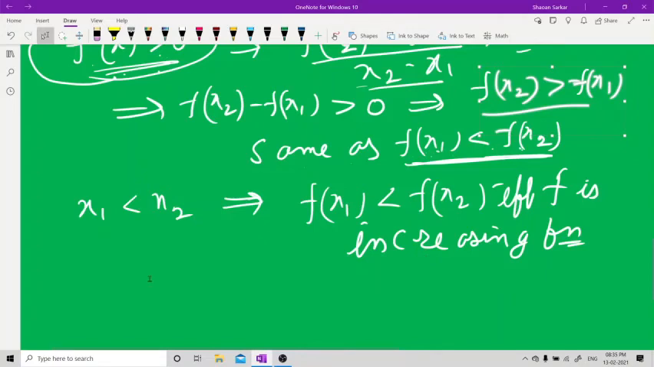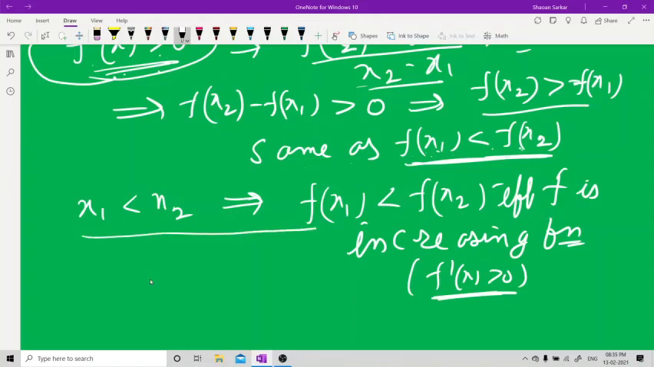So we see that there are two definitions of an increasing function. Number one definition was this, which is the same as f dash x is greater than 0. See, one definition is this, the other definition is this, of an increasing function. Sometimes you will use this, sometimes you will use this. That does the job.